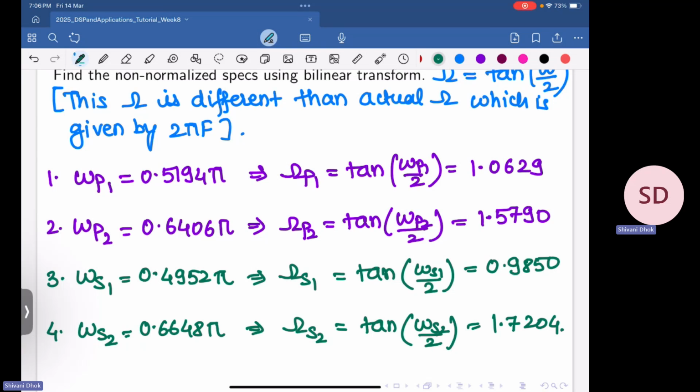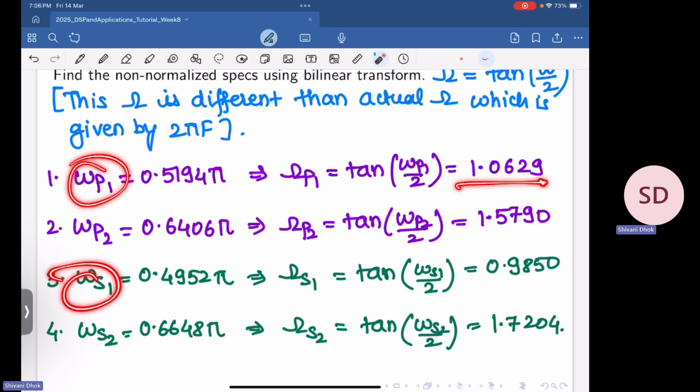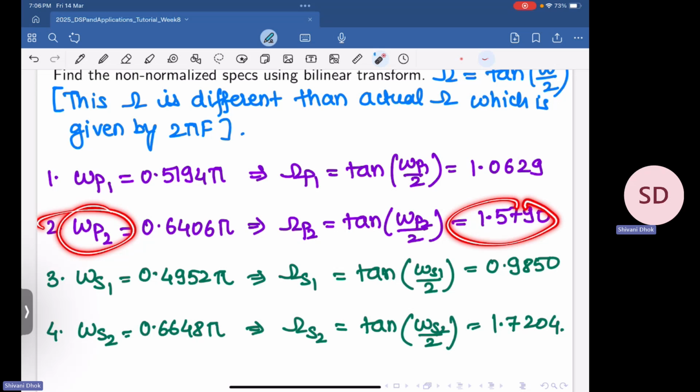Again, same sanity check we can do here. This omega p1 should be higher than omega s1. This omega p1 is 1.0629 and this omega s1 is 0.9850. So the lower stop band edge should be smaller than the lower pass band edge, and that is happening. This is for a band pass filter. Similarly, this omega p2, which is 1.5790, should be smaller than this omega s2, which is 1.7204. Why? The upper pass band edge is smaller than the upper stop band edge.